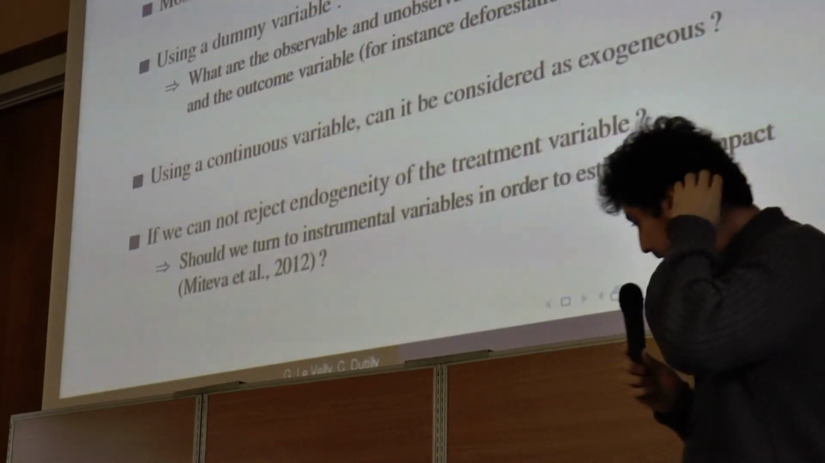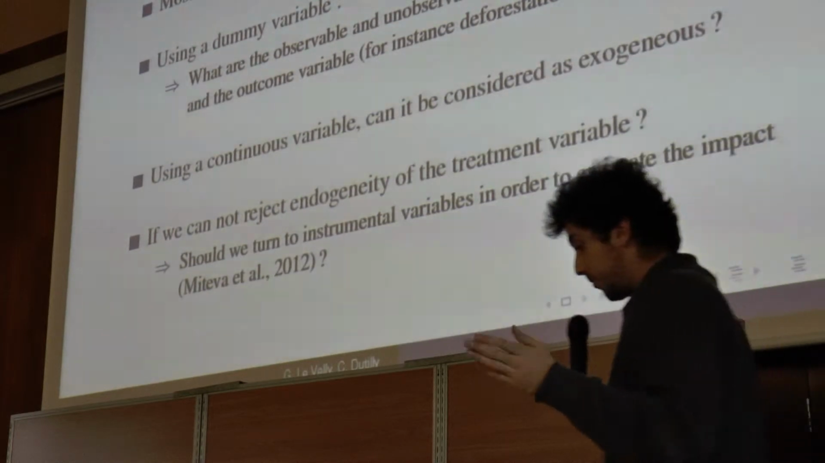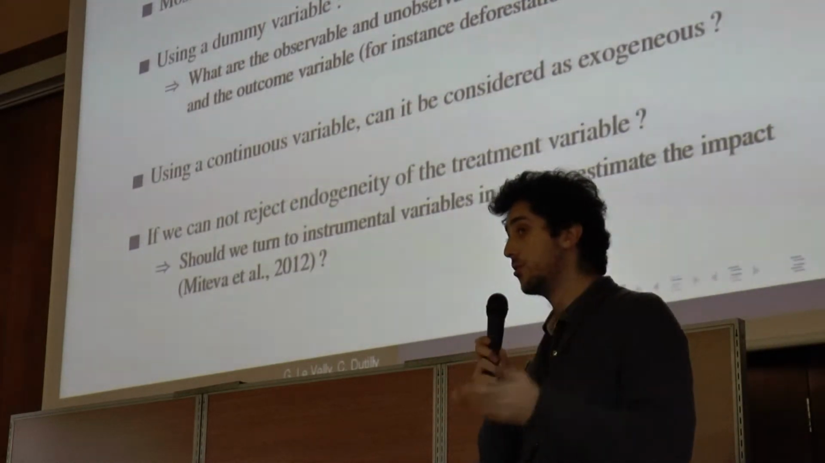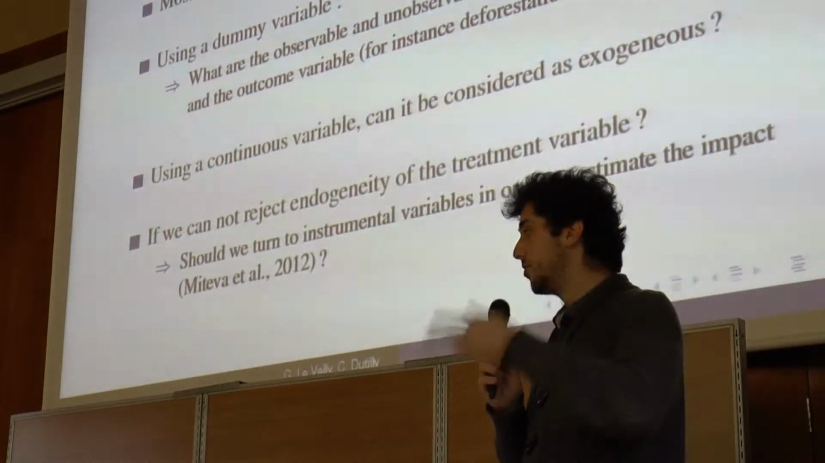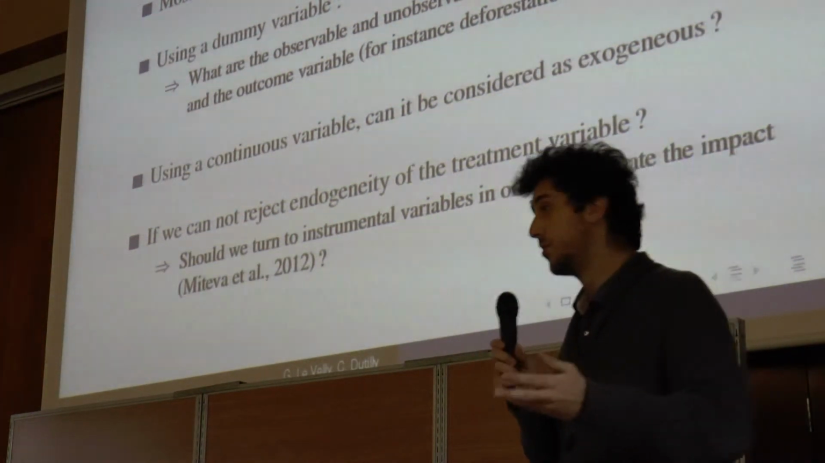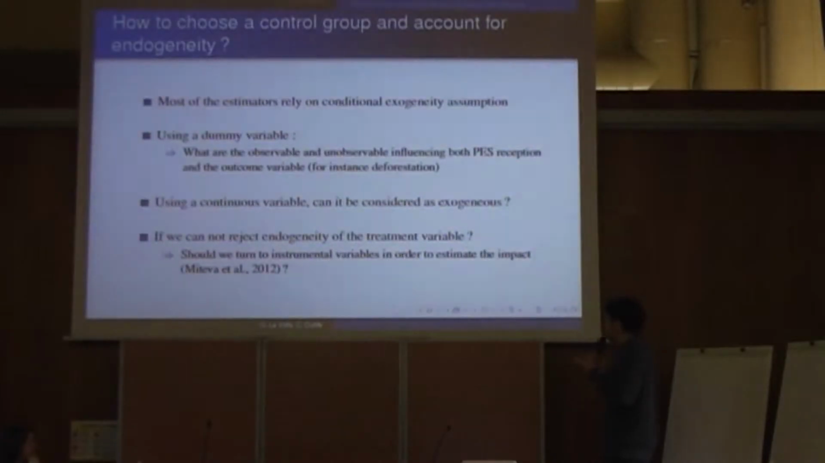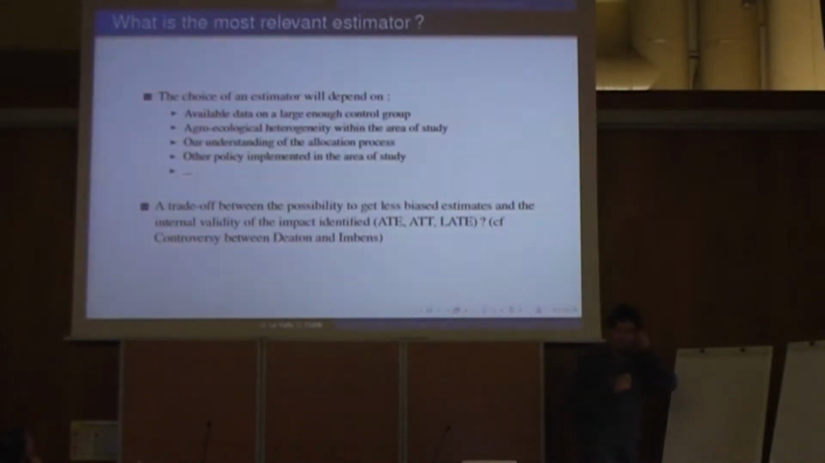So, if we use a continuous variable, can it be considered as exogenous? Maybe we should try running a placebo test, running robustness tests to check whether we can actually consider that this variable is exogenous or not. And if we cannot reject the endogeneity of the treatment variation, should we turn to an instrumental variable in order to estimate the impact? And obviously, as I said, we're just raising questions, so there's no clear answer to that.